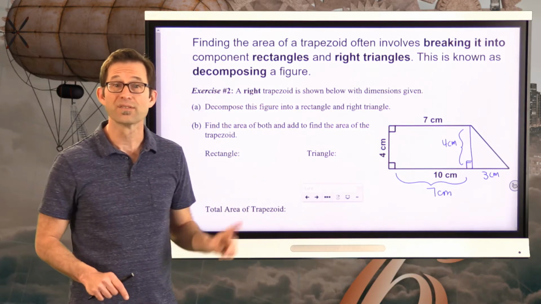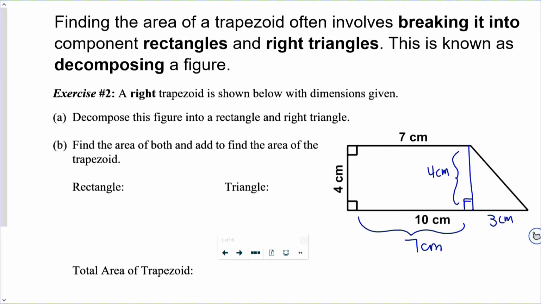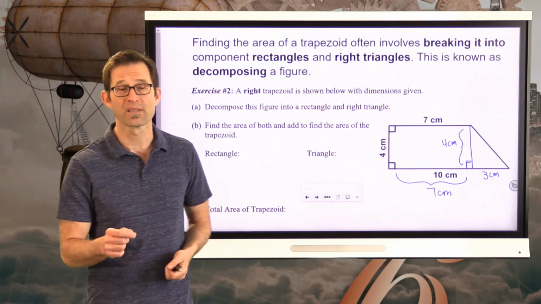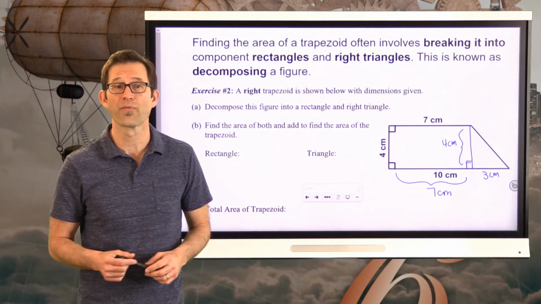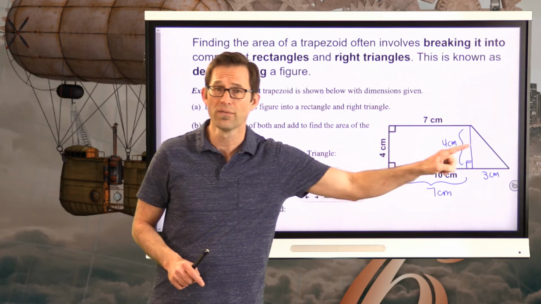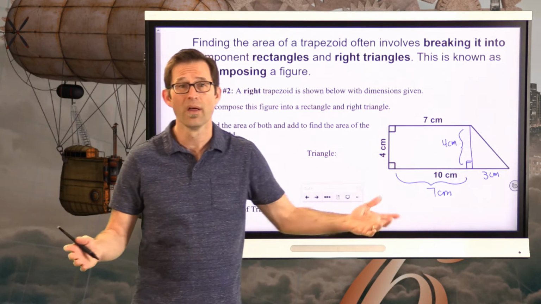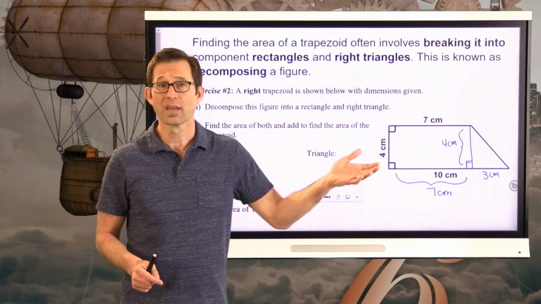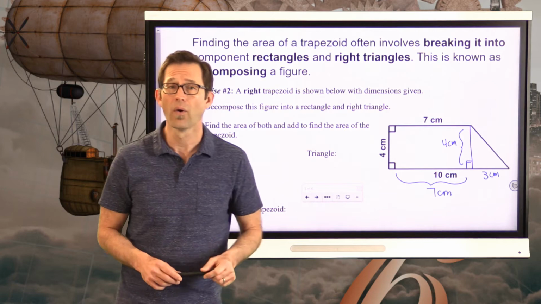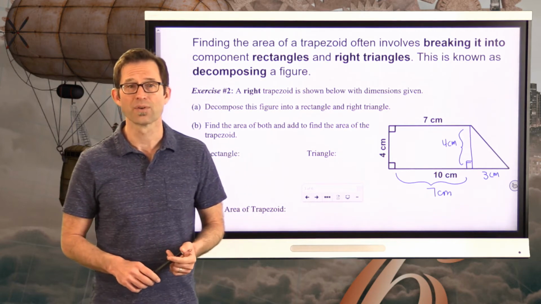All right, so let's do that in letter B. Find the area of both and add to find the area of the trapezoid. So it's pretty simple, right? We actually did this in the last lesson a little bit, and even in the lesson before that on rectangles, which is, if I can figure out the space inside the rectangle and figure out the space inside the right triangle, then when I add them together, that's going to give me the space inside of the trapezoid. So why don't you pause the video now and figure out the area of the trapezoid.